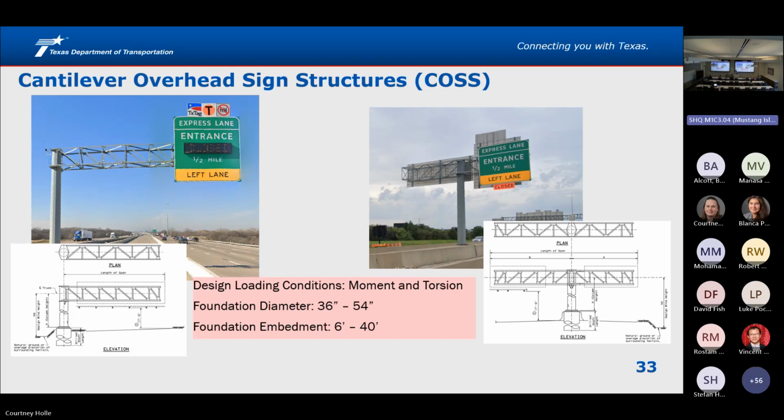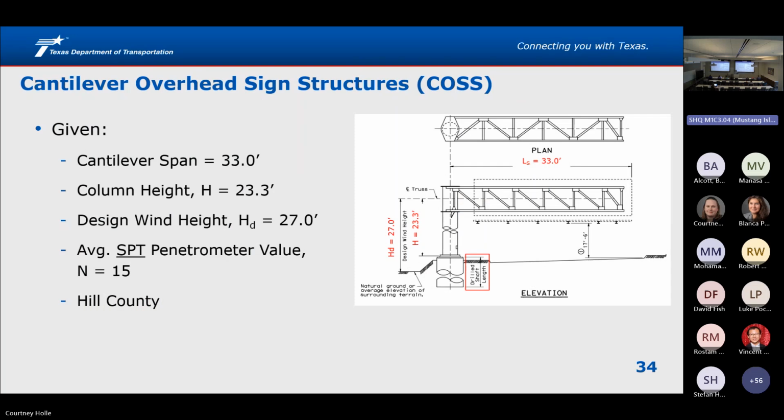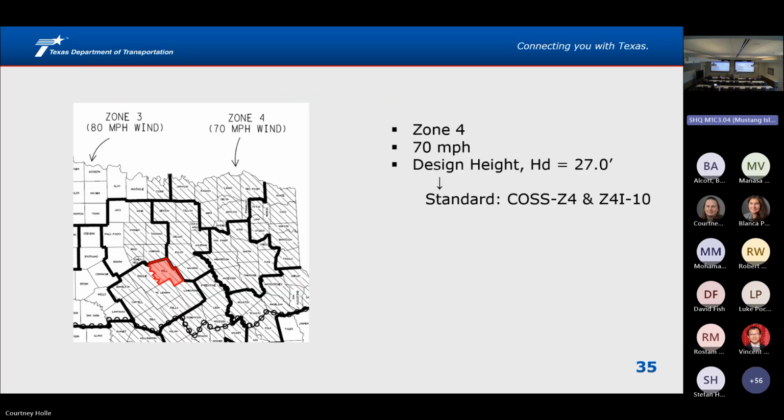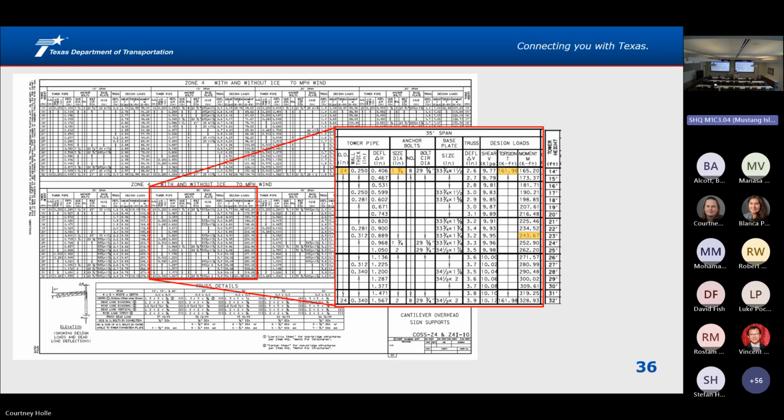For cantilever overhead sign structures, as I mentioned before, we're looking at lateral load, so a little bit different. So cantilever span, here's my givens here. So 33-foot span, 23.3 foot column height, design wind height, same height as before, 27 feet. An average SPT penetrometer value is at 15. That's from my boring in Hill County. So again, looking at Hill County, that puts us in zone 4. And so I'm looking at the COSS Z4 and Z4I standards, kind of doing very similar things here.